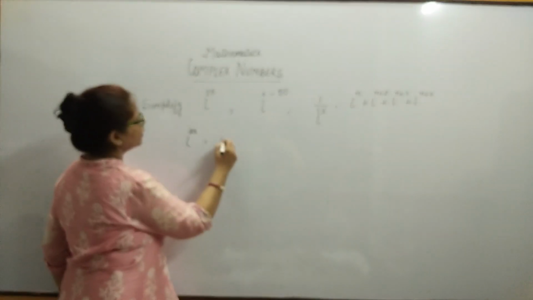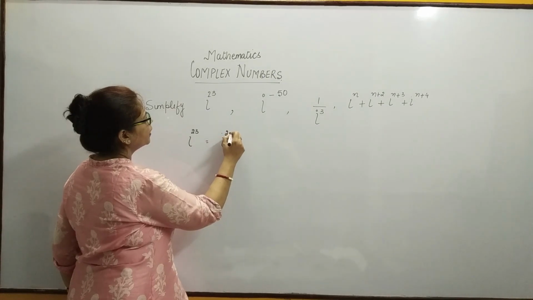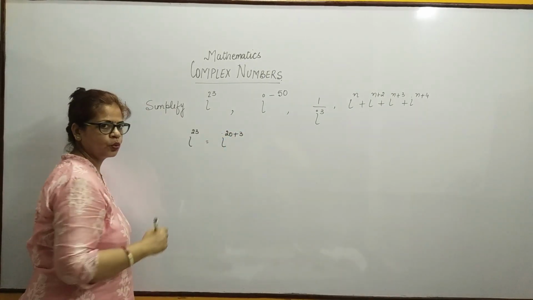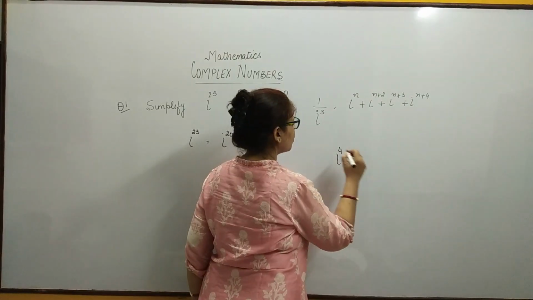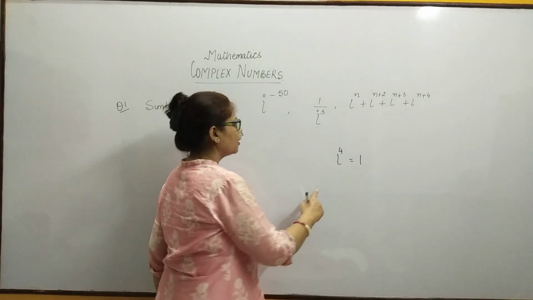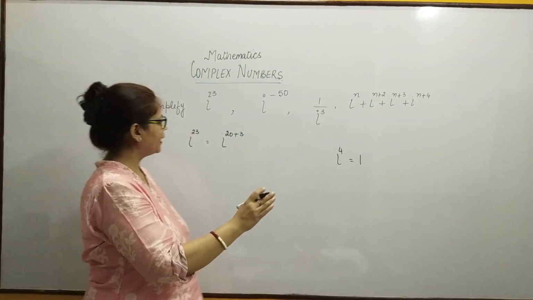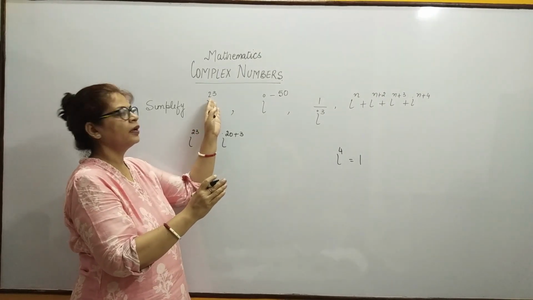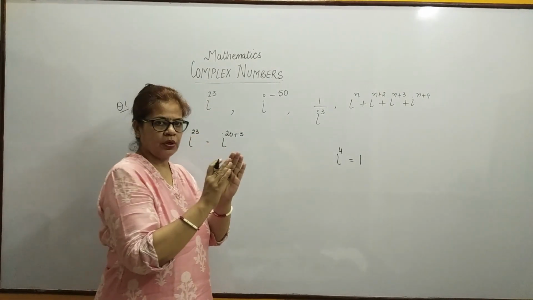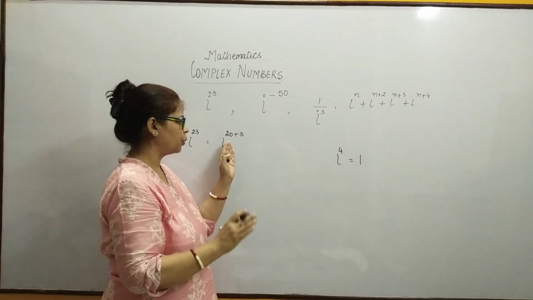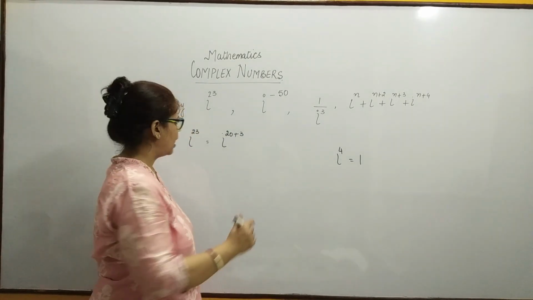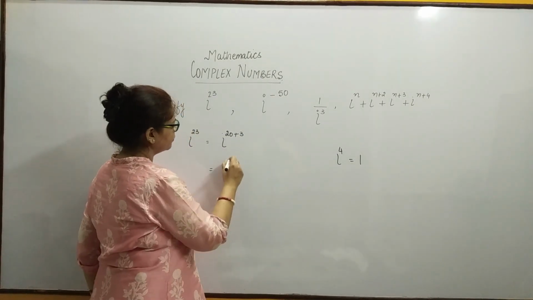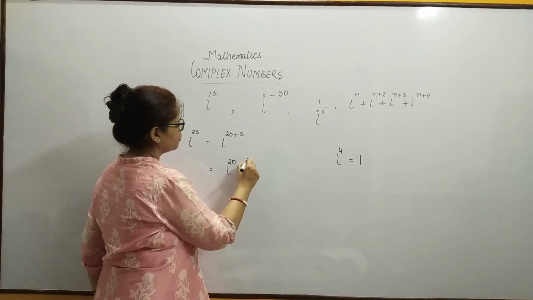i raised to the power 23 can be written as i raised to the power 20 plus 3. Why so? Actually, you know i raised to the power 4 is 1, right? So what I will do is always split the power in multiples of 4. 4 के मल्टीपल में मैं ब्रेक करूँगी और जो रिमाइंडर है उसको अलग लिख दिया जाएगा, राइट? i raised to the power 20 into i raised to the power 3.